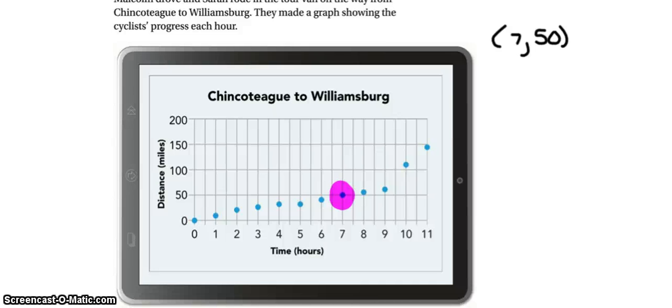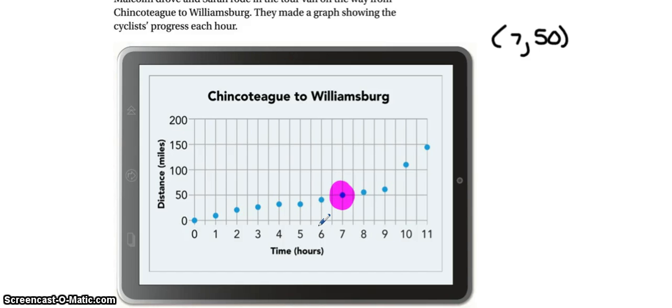This graph, I've got a point highlighted in purple. The point is at a time of 7 hours and a distance of 50 miles. And over here at the side, I've got an ordered pair of 7, 50. And I'm simply going to ask, what does the point 7, 50 tell us? And what this tells me is that after 7 hours, they have traveled 50 miles. And so we can tell a couple of things. One, we can tell that after 7 hours, they've traveled 50 miles.